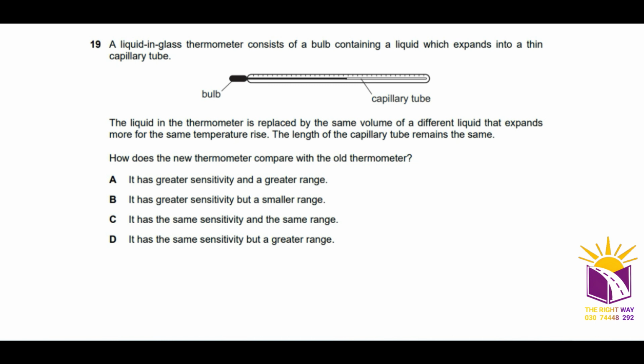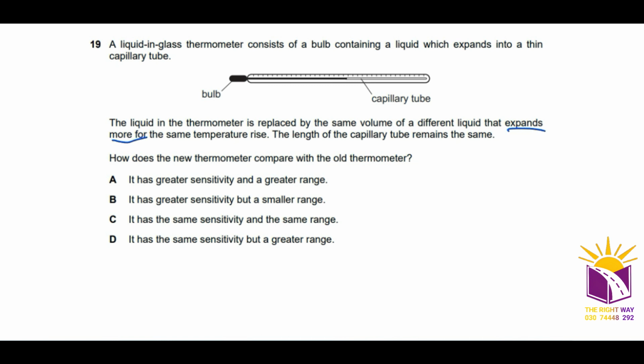Question number 19. A liquid in glass thermometer consists of a bulb containing a liquid which expands into a thin capillary tube. The liquid in thermometer is replaced by the same volume of a different liquid that expands more.